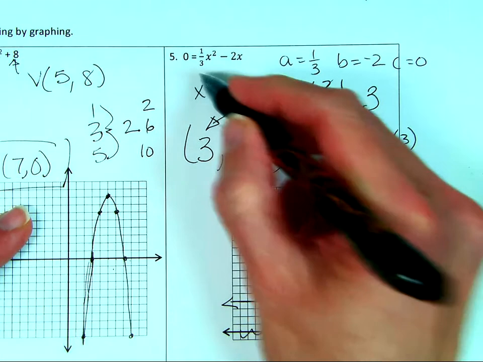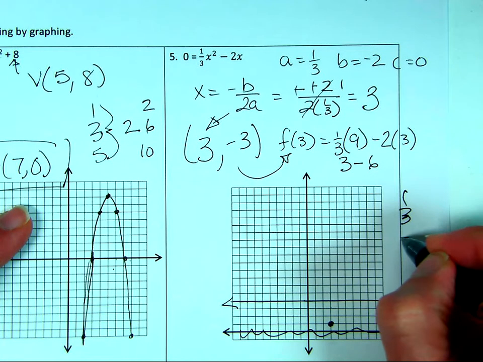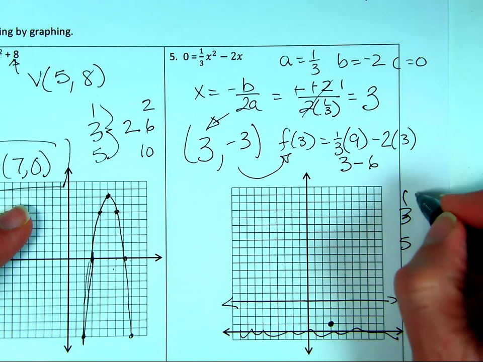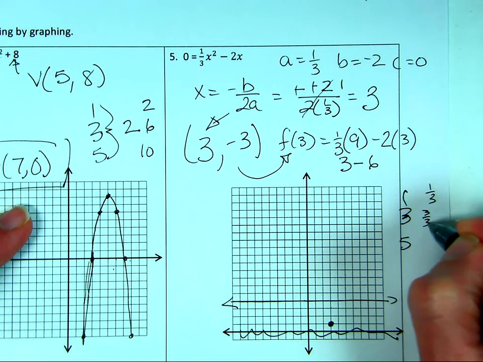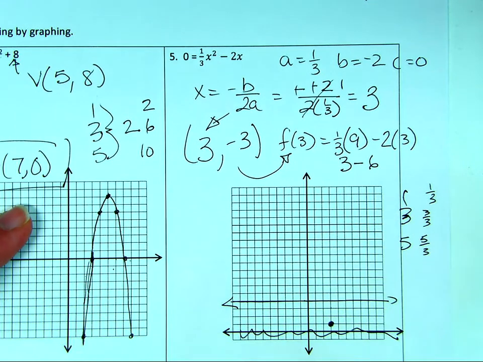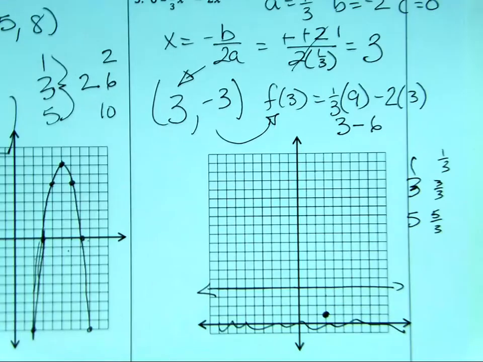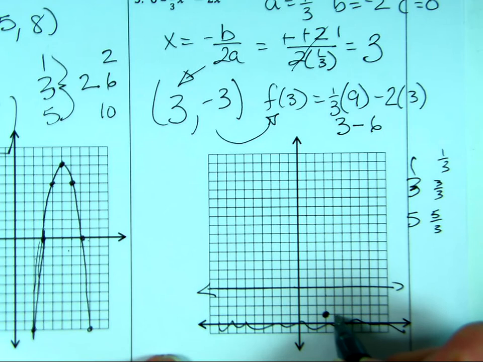Since it's 1/3, my 1, 3, 5 pattern becomes, I'm going to multiply each of them by a third. So I get 1/3, 3/3, which is 1, and 5/3. So this is where it might take a little more zooming in. So here's what's going to happen. I'm going to go over 1, but instead of going up 1, I'm going to go up just a third, because that's my pattern.